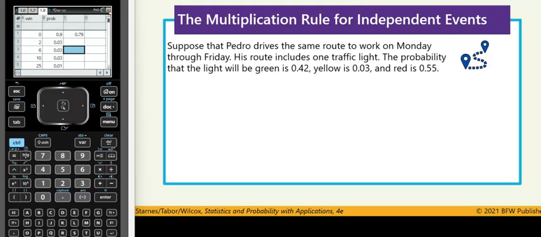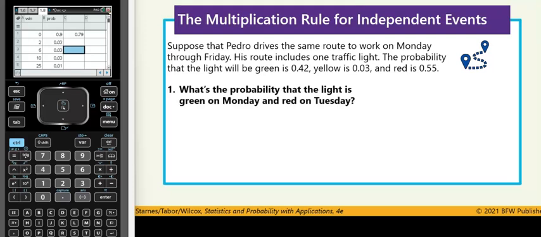I think it helps. Okay, so suppose that Pedro drives the same route to work on Monday through Friday. His route includes one traffic light. The probability that the light is green is 0.42, yellow is 0.03, and red is 0.55. It seems like that's the chance of red, yellow, or green at all times. There's no difference between the days. What's the probability the light is green on Monday and red on Tuesday?